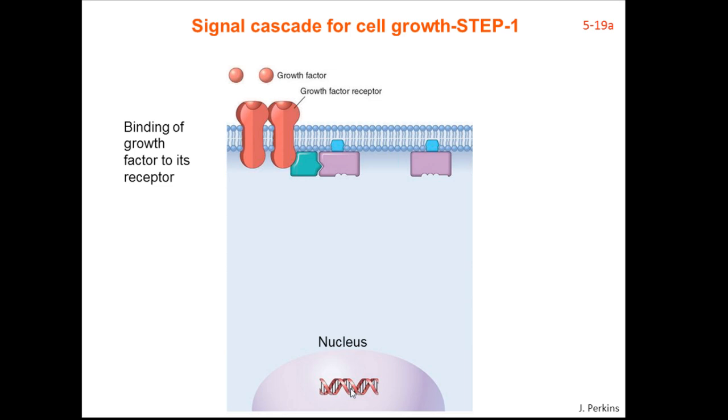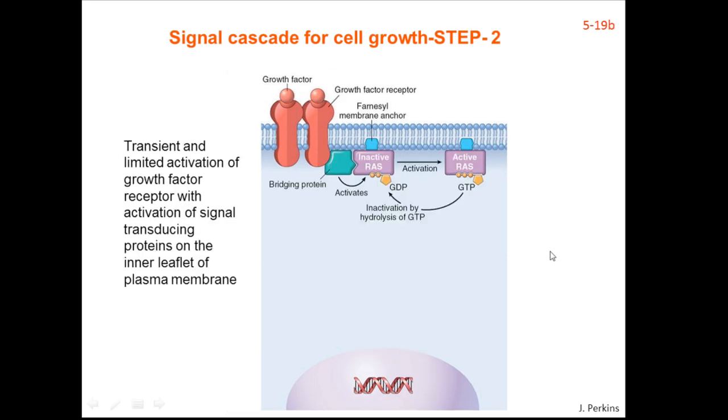Okay, so in a resting cell, normal physiological cells, everything is quiescent. It begins by a growth factor binding to its receptors. Very simple to understand. What I'm showing you is a tyrosine kinase type receptor. There are other receptors as well. The growth factor binds to its receptor. Then what happens? There's a transient and limited activation of the growth factor receptor, and the activation of these receptors recruits signal transducing proteins on the inner leaflet of the plasma membrane.